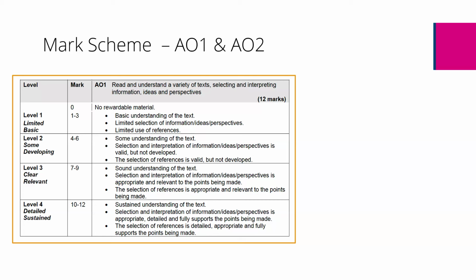So the first bullet point is about understanding, the second bullet point about interpreting information, ideas, and perspectives, and the third one about references. So basic, some, sound, and sustained for understanding; limited, valid, appropriate and relevant, and appropriate, detailed, and fully supporting in terms of the information for the second bullet point; and then limited, valid, appropriate, and detailed for the references.